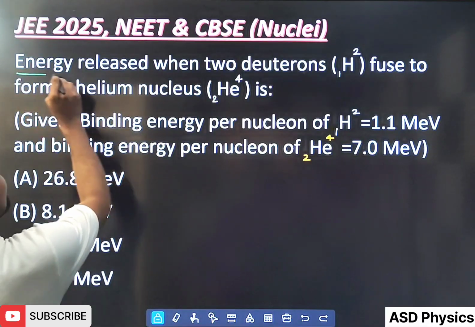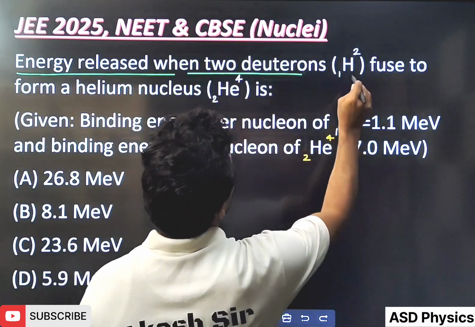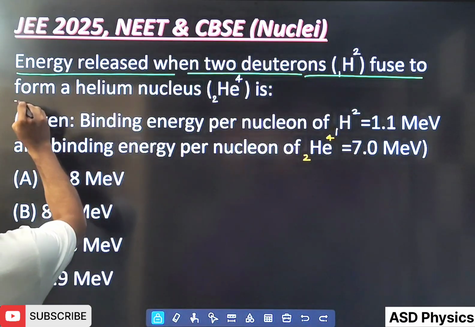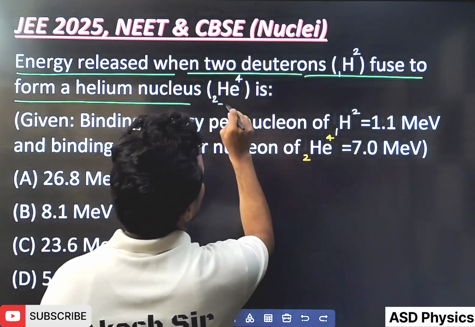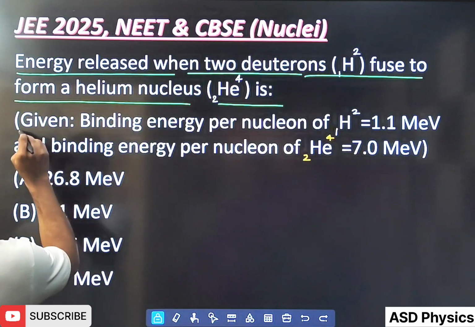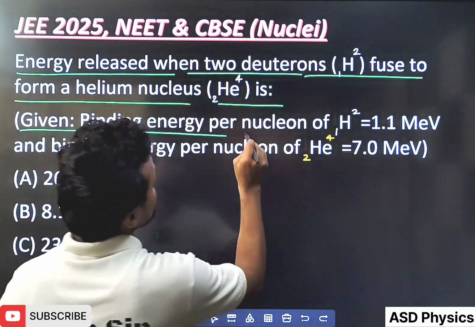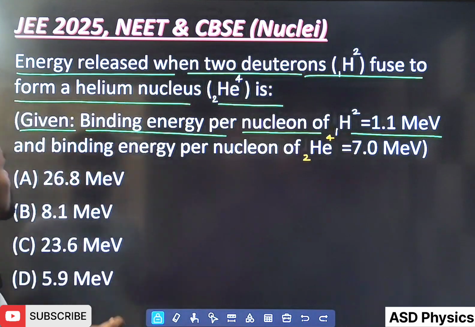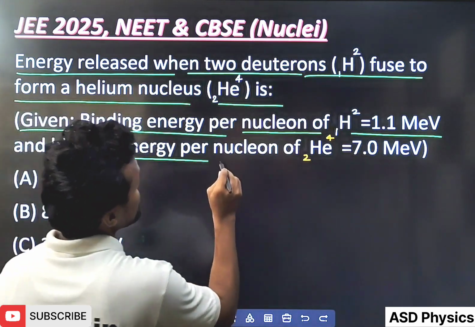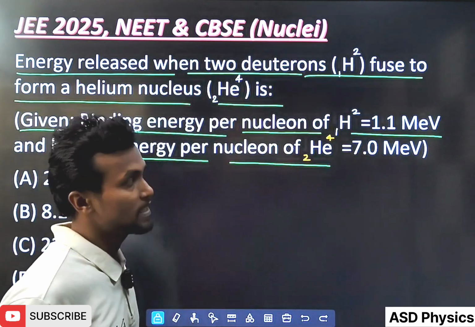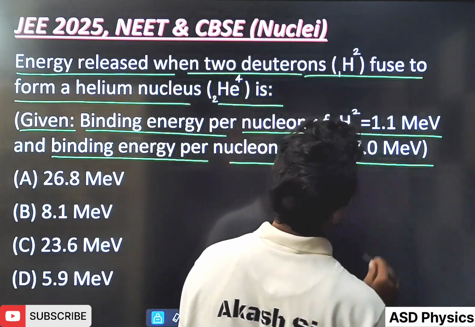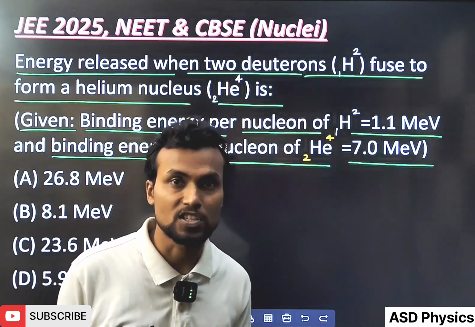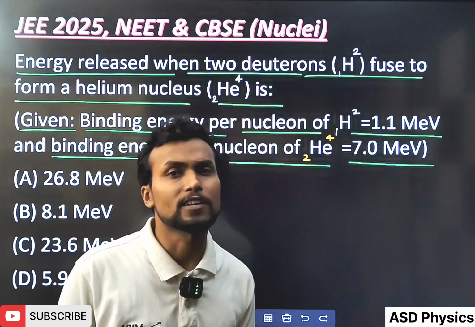The question is: the energy released when two deuterons (1H2) fuse to form a helium nucleus (2He4) is given. The binding energy per nucleon of a deuteron is 1.1 MeV and the binding energy per nucleon of a helium nucleus is 7 MeV. In the question they are telling energy released, that means definitely this is an exothermic reaction.